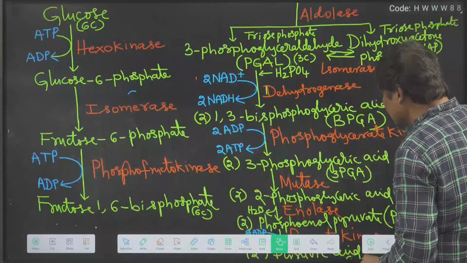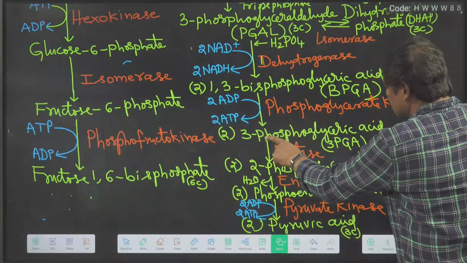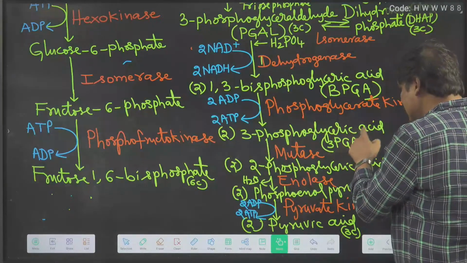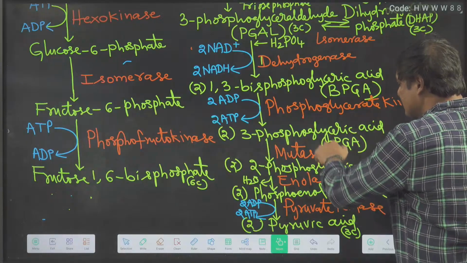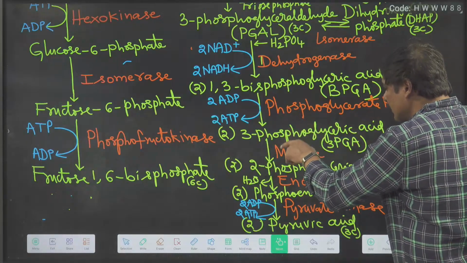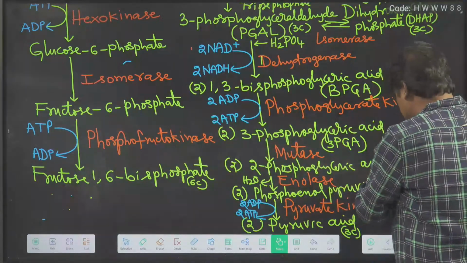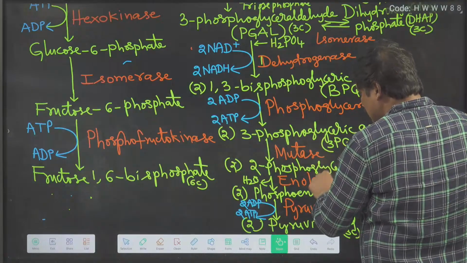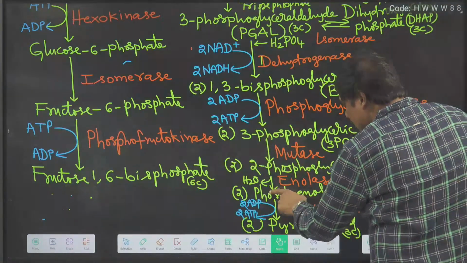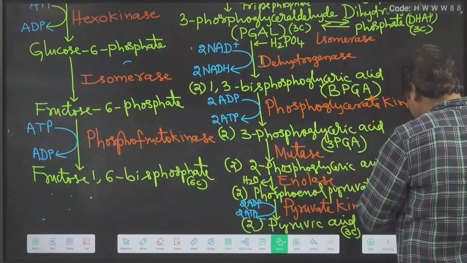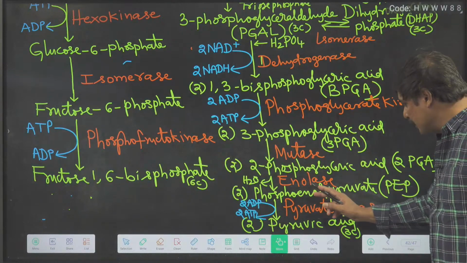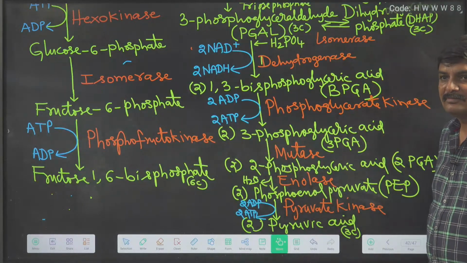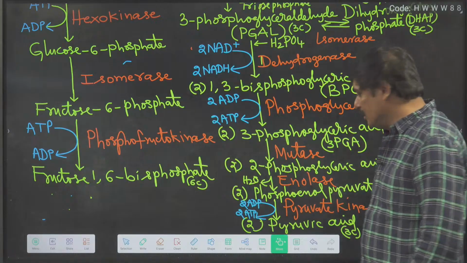Next, see, this 3-PGA becomes 2-PGA. This is an intramolecular shift. The position of the phosphate changes from the 3rd carbon to the 2nd carbon. That is why 3-PGA becomes 2-PGA. This is catalyzed by mutase. Now 2-PGA becomes 2-PEP. PEP means phosphoenol pyruvate. Here dehydration occurs, that is, a water molecule is removed.